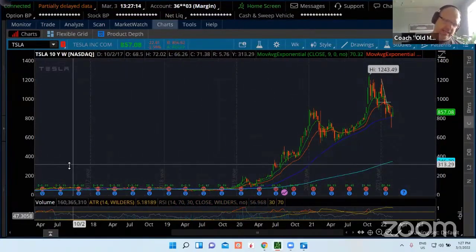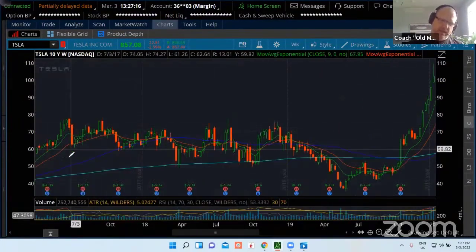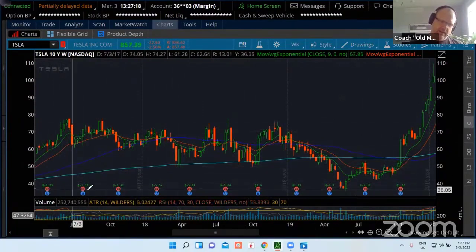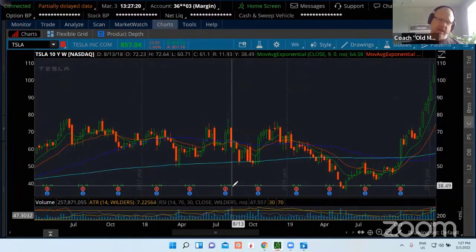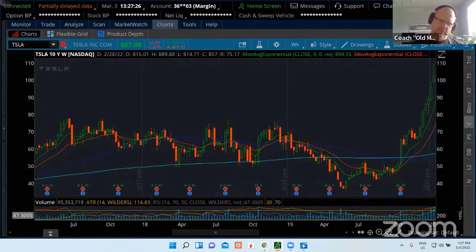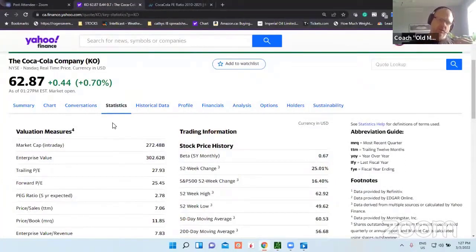But if we were looking at Tesla way back, when all they had was negative earnings, how do we know if they're going to survive? One of the ways that we can figure this out is a PEG ratio. So we go back to Yahoo here, and we can look at a PEG ratio and see whether a company has the potential to make money going forward. That's what we're trying to gain from a PEG ratio.